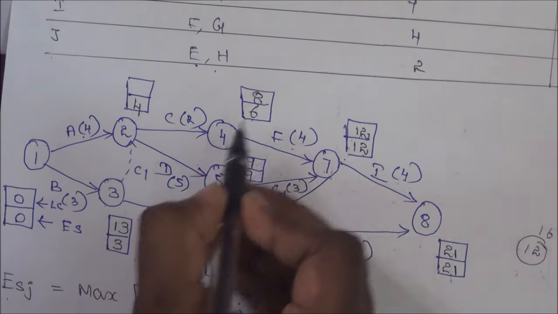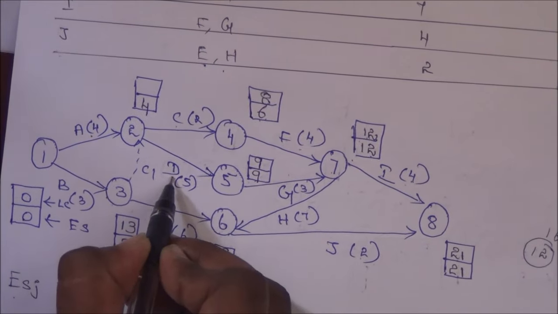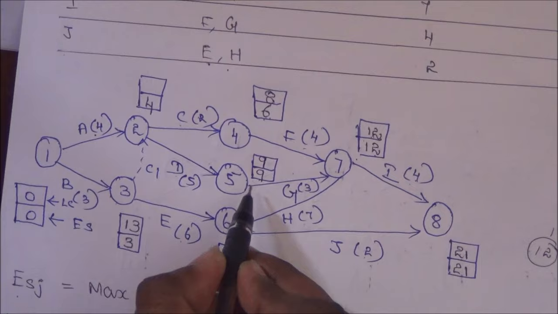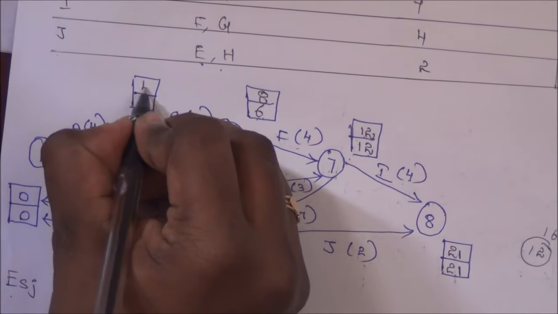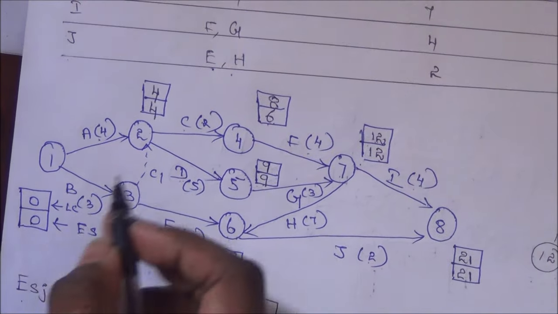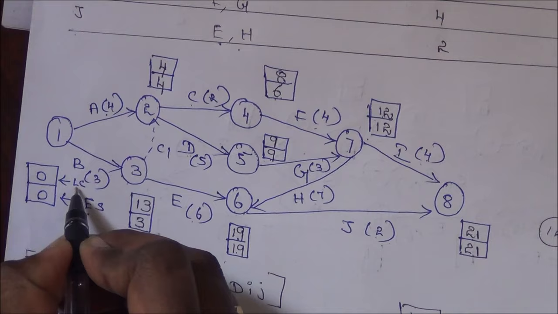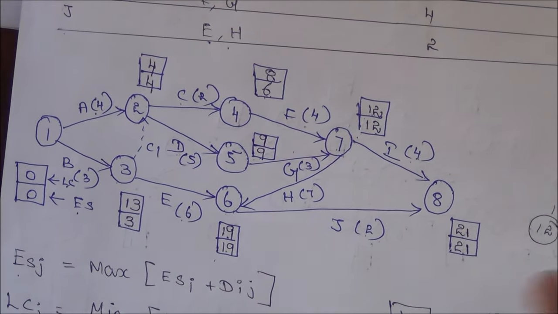This value again is 8: 6 minus 2 as well as 9 minus 5. 6 minus 2 is 4, again 9 minus 5 is 4, so we can take either 4. So we have calculated the earliest start time and the latest completion time for the network flow.